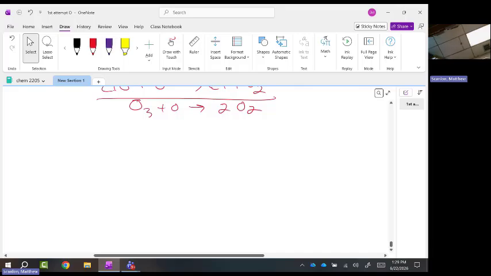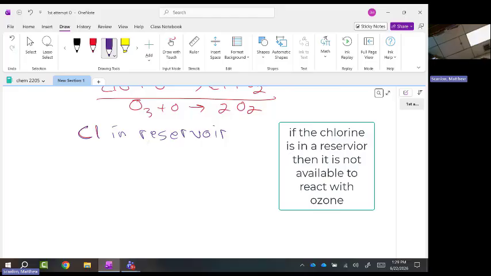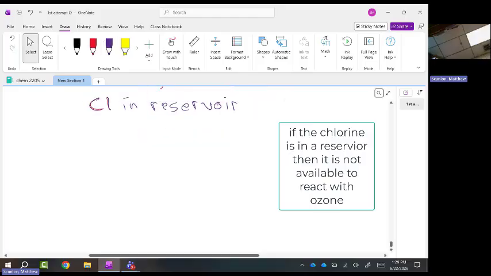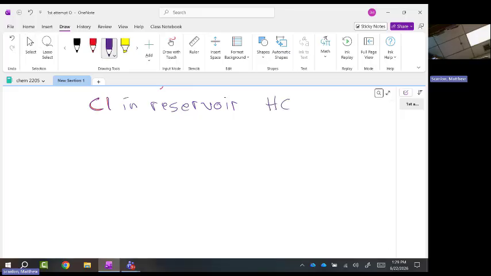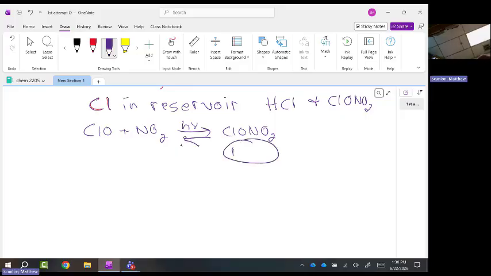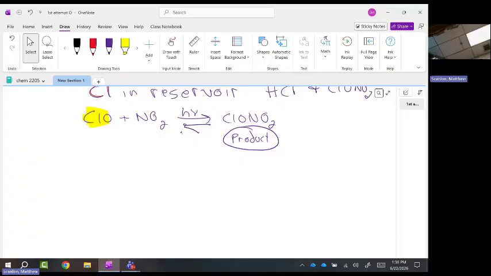think, because the chlorine exists really in a reservoir. And that's nice because it keeps it from reacting with the ozone. Most of the chlorine is in two reservoirs, ClONO2 and HCl. The reactions are ClO plus NO2, and you have to have some light for this, h nu, gives you ClONO2, and the equilibrium favors the products. So that means you're not going to have a lot of ClO. I mean, it does exist, but it's favored over here.